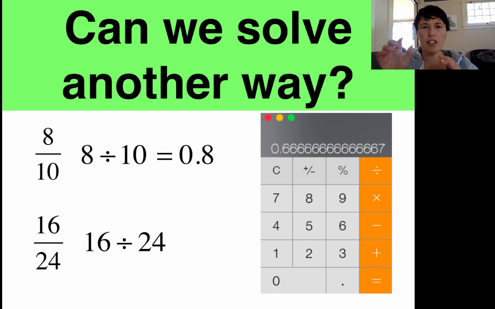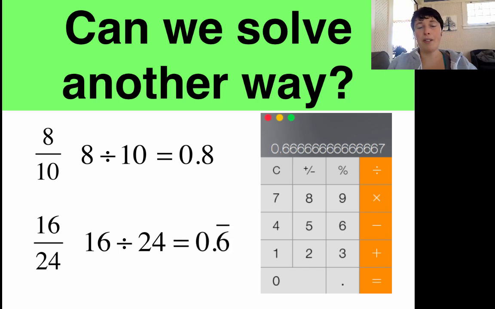Notice on my calculator screen, there's a little 7 at the very end. That's my calculator rounding up. It's not actually a 7. The real number is 0.6 repeated. It's just going 66666 forever. But the calculator screen runs out of space, so it rounds up the last digit. So when I write my answer, I'm going to write 0.6 repeated with a line above it.